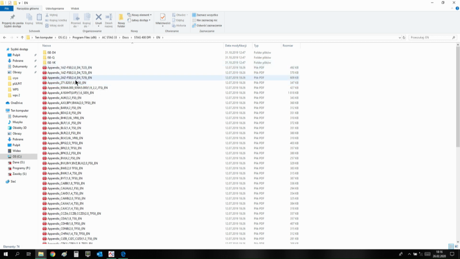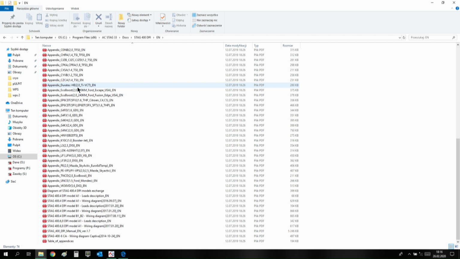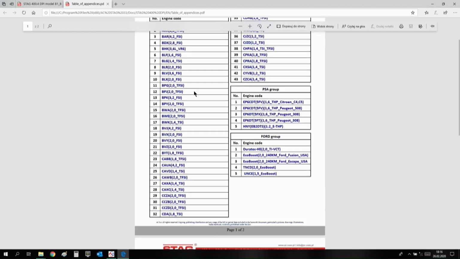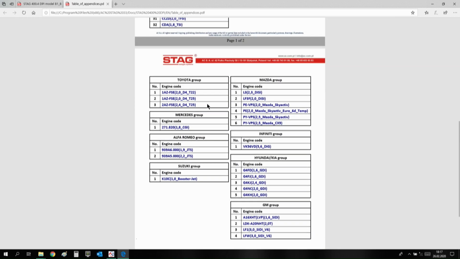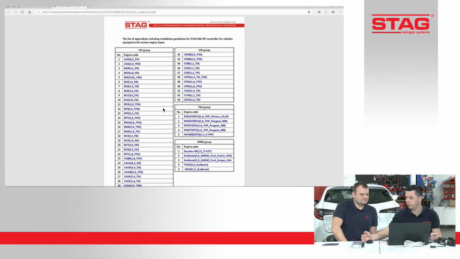So we can go to the English language, and then here you have the appendix. There is the most important list. At the bottom of the page, in the table of the appendix, you have information about engines, especially the engine codes, that our controller supports that specific engine code. So if you have a car in the workshop or documentation of the car, the very important question is how to find out the engine code.